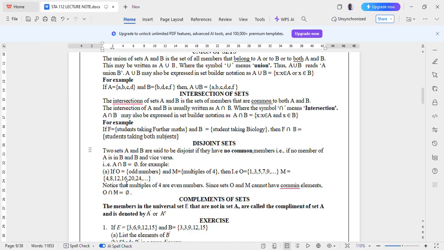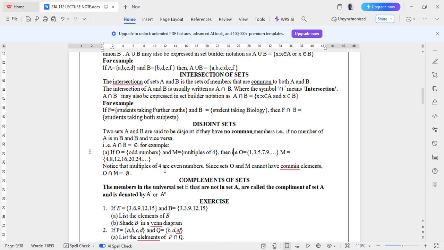Look at the example now. O is the set of odd numbers, M is the multiples of 4. Look at O, odd numbers: 1, 3, 5, 7. And M is the multiples of 4. There is no intersection between odd numbers and multiples of 4. Notice that multiples of 4 are even numbers, so sets O and M cannot have common elements. So O intersection M is an empty set.